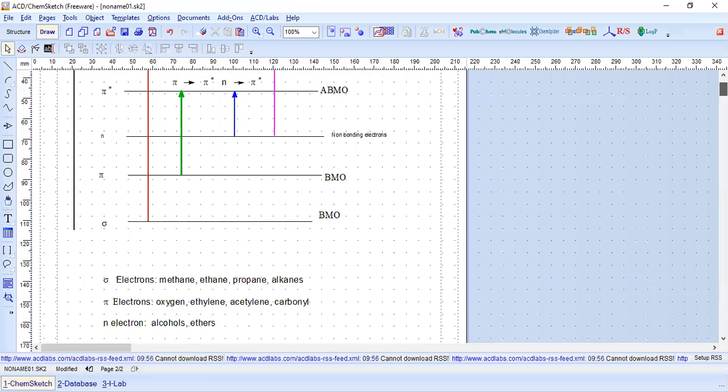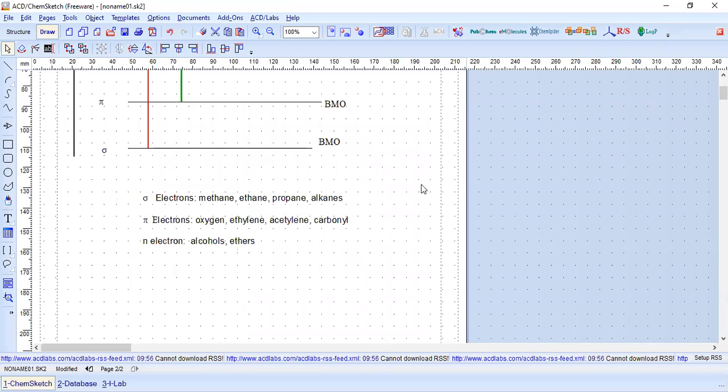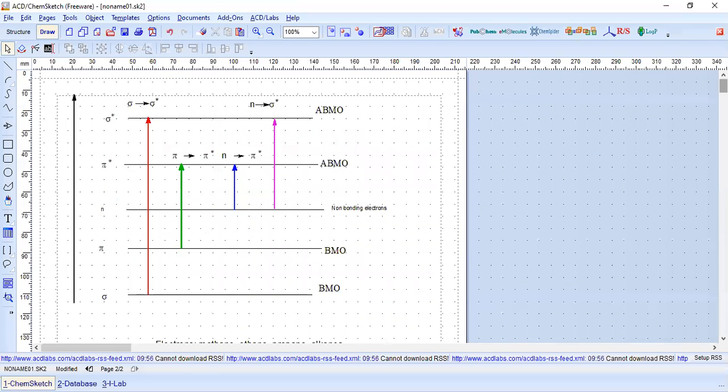These are the molecules which are having these electrons. Now we can give examples for these transitions. Sigma to sigma star transition: find out the molecules. Methane, ethane, propane, butane, hexane, pentane, this type of molecules will undergo sigma to sigma star transition. But this sigma to sigma star energy is very high. It will be coming below 200 nanometers.